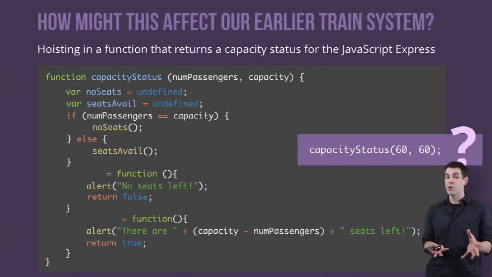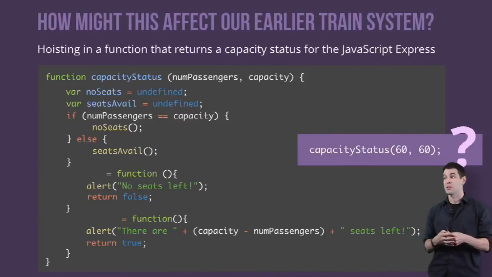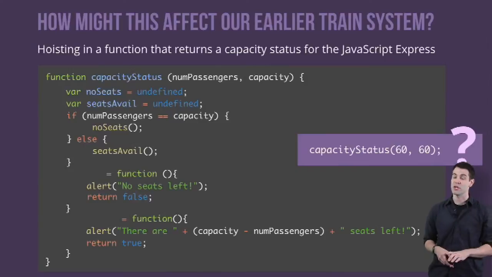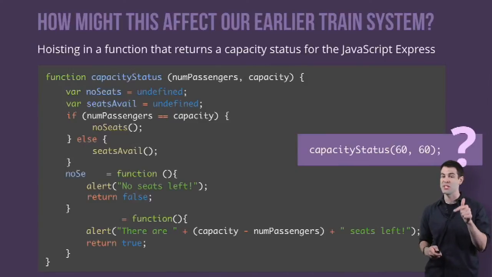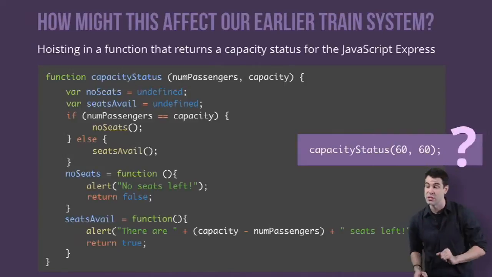After those variables are hoisted, we have the whole slew of executable code. The first part is the conditional statements. If we have the same amount of passengers as capacity, we'll call noSeats. Otherwise, we'll call seatsAvail. Following that happens the assignment of the function expressions. That's when noSeats and seatsAvail actually get their functions.